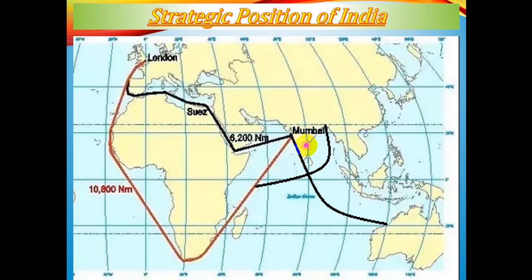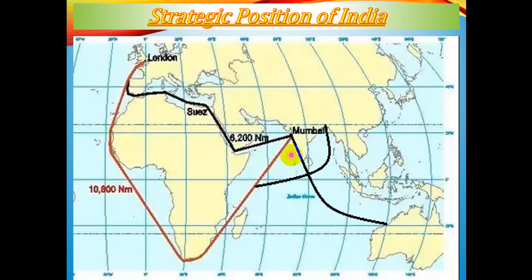Now from its eastern coast we can create easy contact with the countries located on its eastern side, and from the western coast we can create contact easily with the western countries.